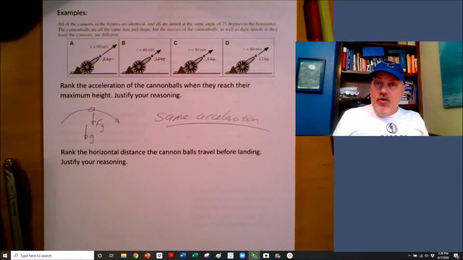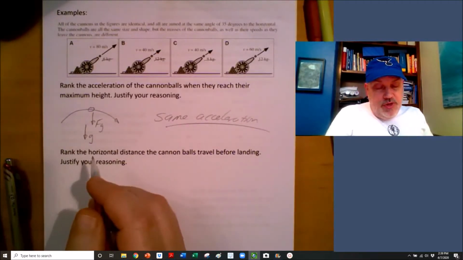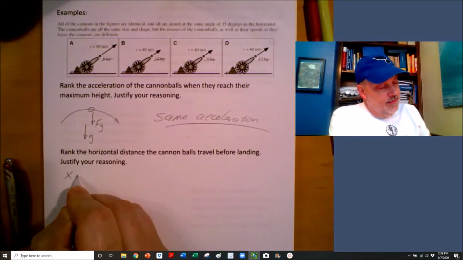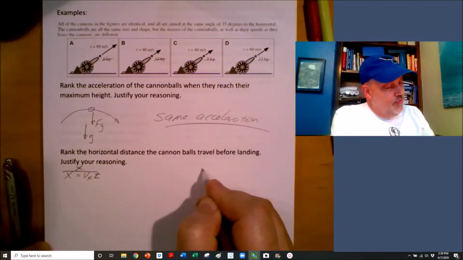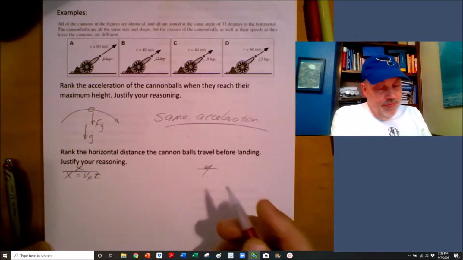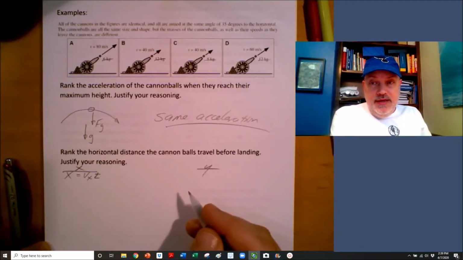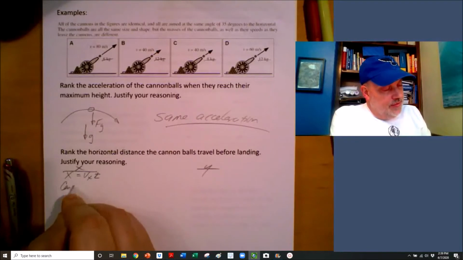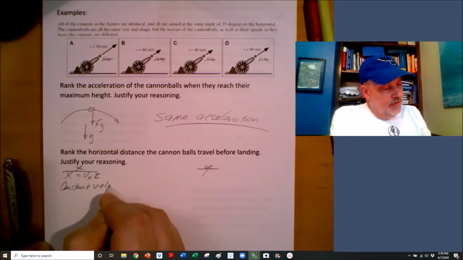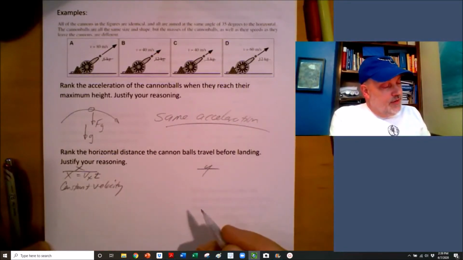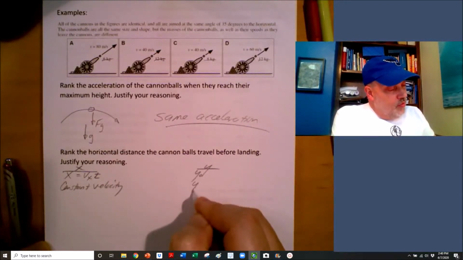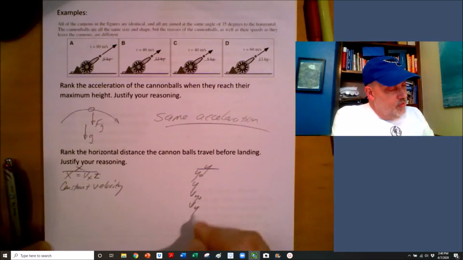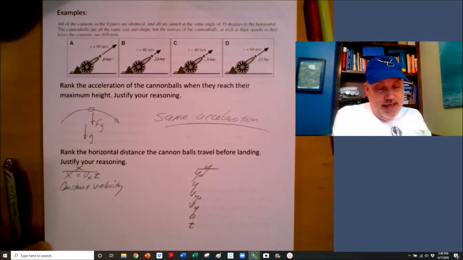Now this is a little harder. So first thing we need to realize is that x equals Vx t. The x motion is separate from the y motion. And in the y motion, it's a bit more complicated. This is constant velocity in the x direction. That's easy. In the y direction, let's make our table. y naught, y, Vy naught, Vy, a, and t.